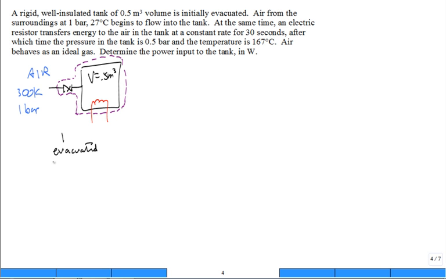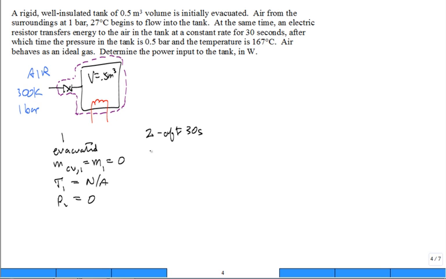And the mass in the control volume, sometimes I'll put MCV1 or just M1. It's the mass in the control volume at the initial state 1. Okay, 0 kilograms. The temperature T1 is not defined, not applicable. And the pressure P1 is 0. It's no pressure. And then state 2, this is after 30 seconds.